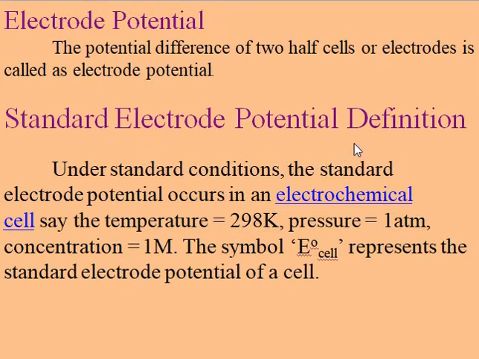Standard electrode potential, definition: under standard conditions, the electrode potential in the electrochemical cell is called the standard electrode potential. The temperature is 298 Kelvin, pressure is 1 atmosphere, concentration is 1 molar, and the symbol E0 cell represents the standard electrode potential of the cell. When all these conditions are present, they are termed standard conditions.